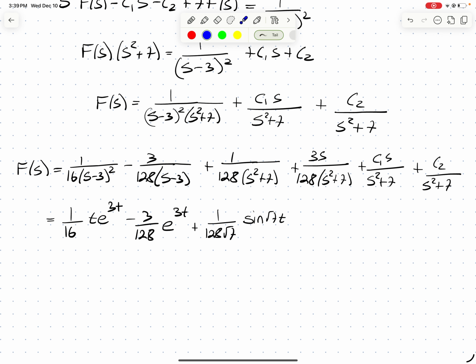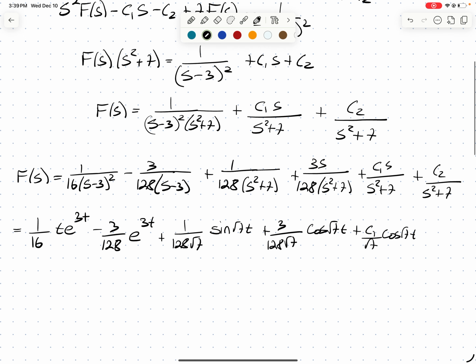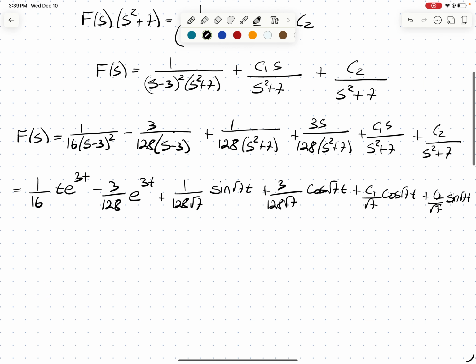On a really similar note for this one, this is a cosine, so I'm going to get a 3 over 128 root 7 times the cosine of root 7 t. Similarly here, this is another cosine. I'm going to get plus c1 over root 7 cosine of root 7 t. Oh man, I'm going to have to slide all of this down. It's tight here. And then finally, I'll get a c2 over root 7 sine of root 7 t.